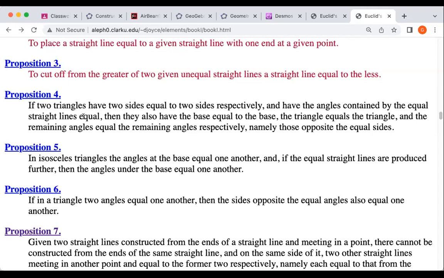Imagine I measured. Are you drawing something? Because we're still on the propositions. Oh, thanks.